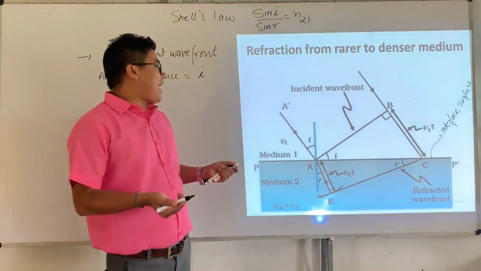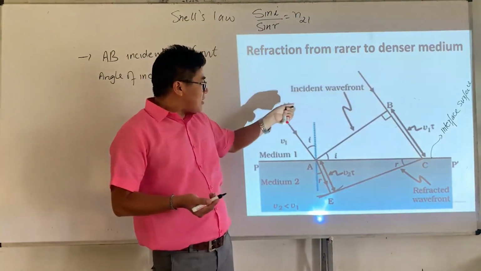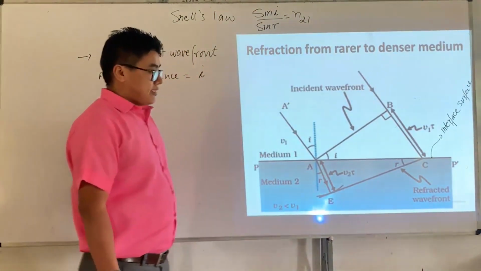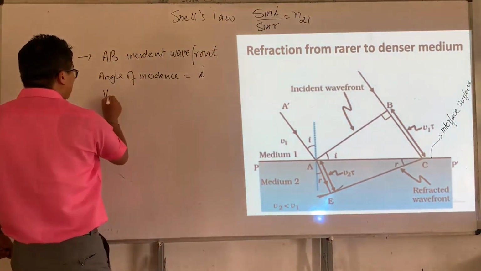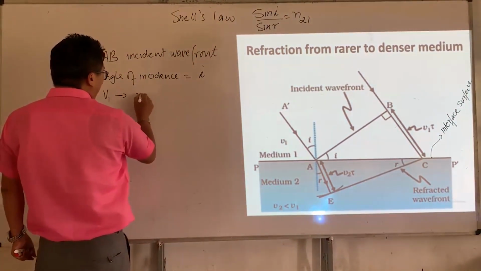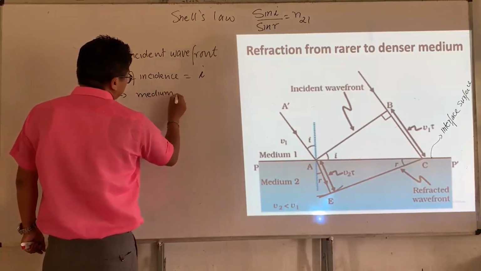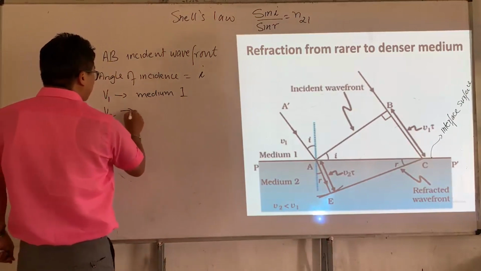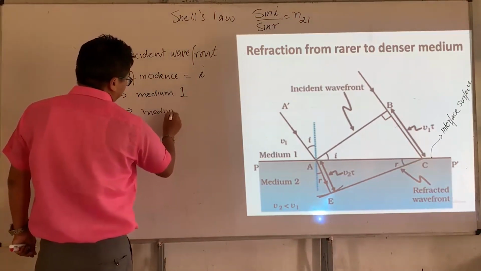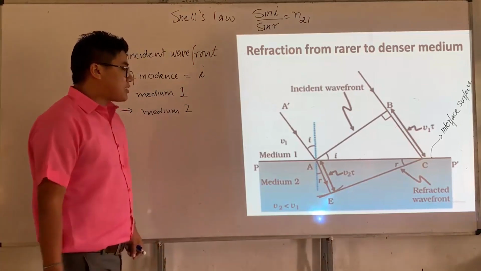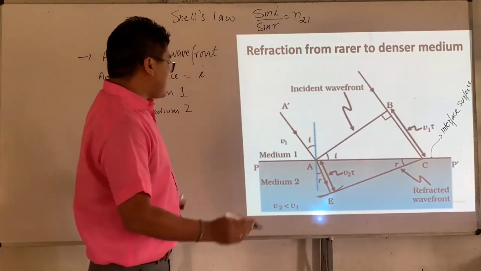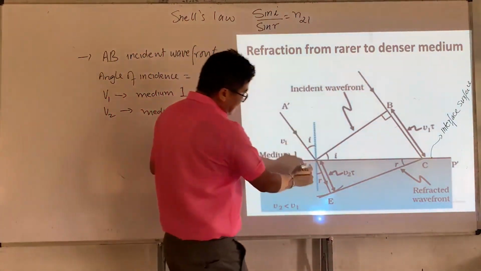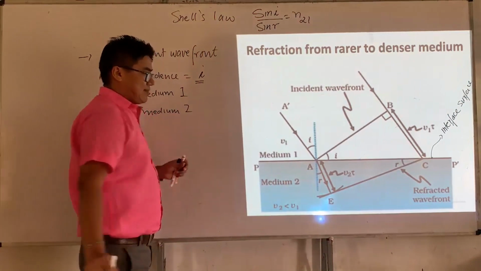And we know that when light goes from air into a glass medium, the speed is going to decrease. Look here. V1 is the velocity in medium 1 and V2 is the velocity of light in medium 2. So AB is the incident wavefront, and the angle of incidence is i.